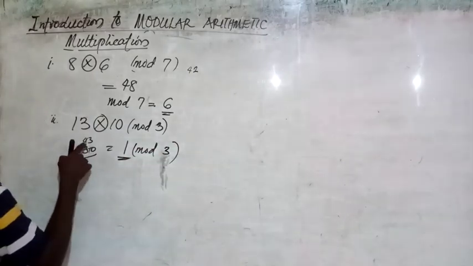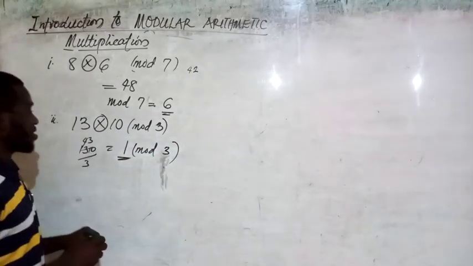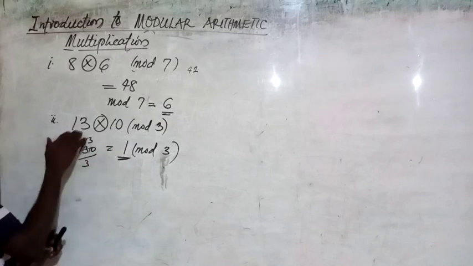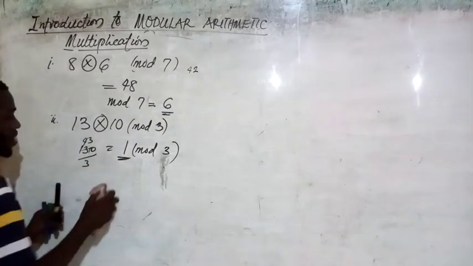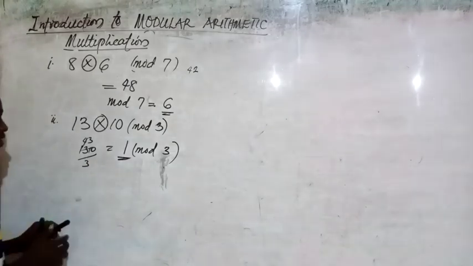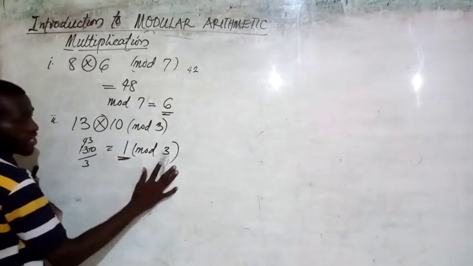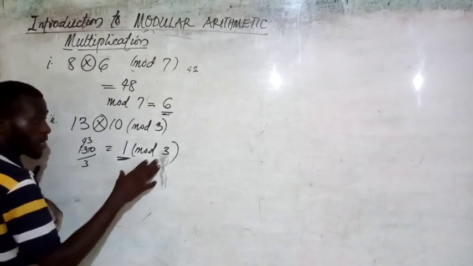So the answer is 1 mod 3. You can imagine 13 times 10 is 1 in mod 3. And that is to tell you that in mod 3 there are many other numbers that are going to give us 1.